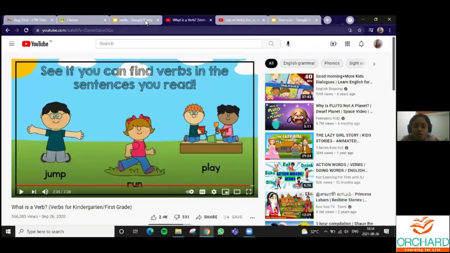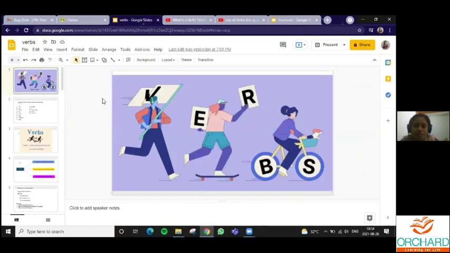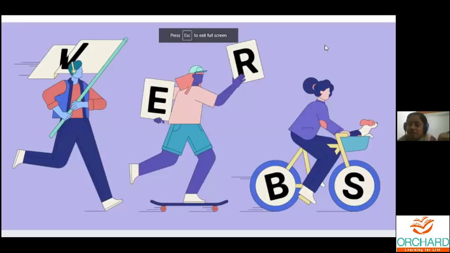Okay. So you wrote the sentences, right? We have learned about verbs already. But we are going to see how we are going to categorize the verbs. Okay.